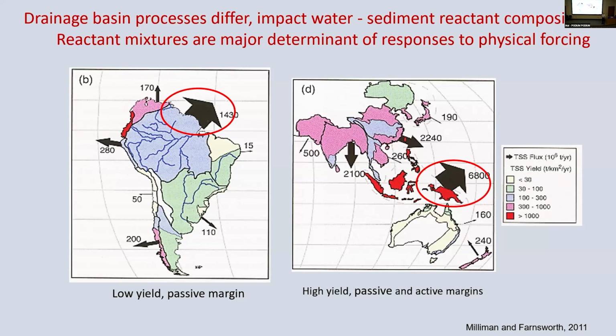So the material that's delivered along the margins of these continental regions is determined by what happens in the drainage basin, and it varies in different systems. And I'm going to talk about the Amazon today and a system in Papua New Guinea, the Gulf of Papua. And these represent different regions with very different types of reactant mixtures delivered to the ocean.